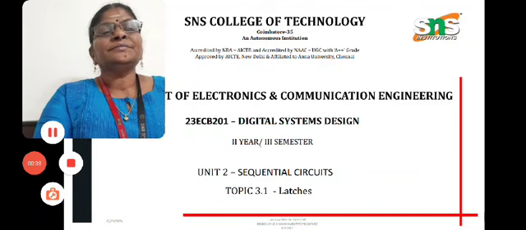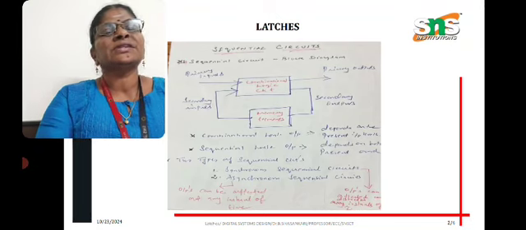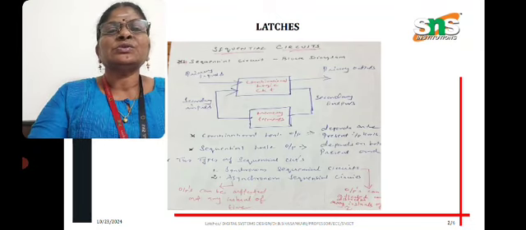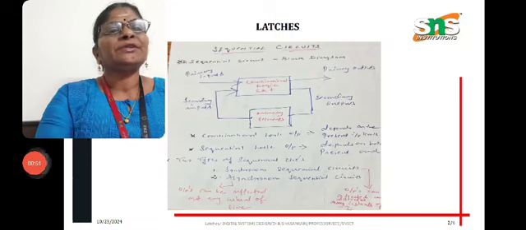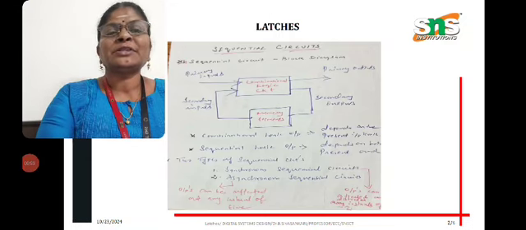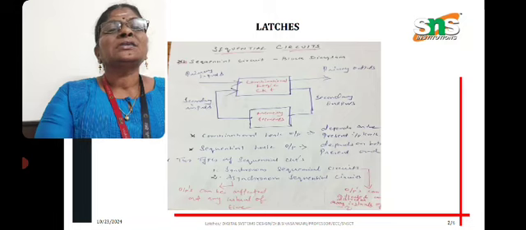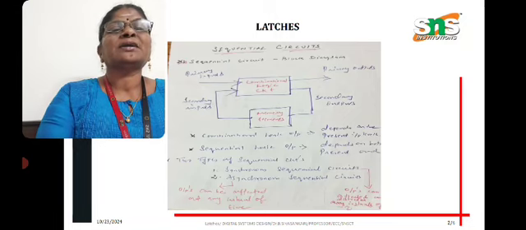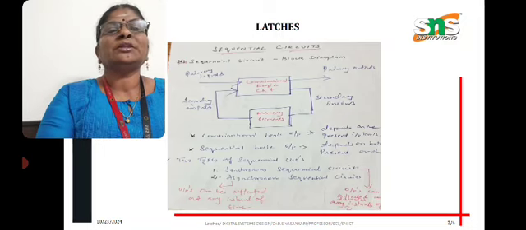Before going to latches, let us know about the sequential circuit in detail. This is the block diagram of our sequential circuit. You have primary inputs and primary outputs. In between we have a combinational logic circuit to do combinational logic functions. In the output we have one feedback connection to the memory elements, and from the memory elements it is fed as an input to the combinational logic circuit.